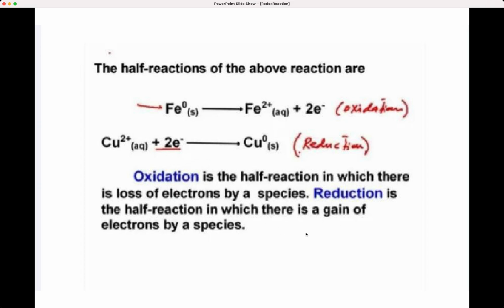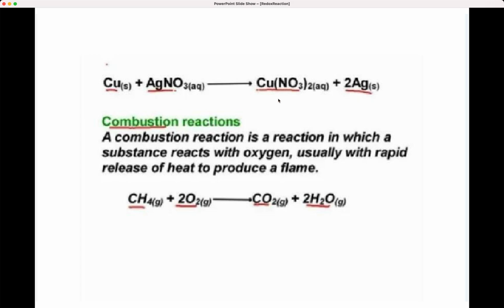And reduction is the half reaction where there is gain of electrons by a species. Oxidation involves loss of electrons, and reduction involves gain of electrons. So hope you understood the differences between oxidation and reduction reactions. Now next you can see another equation here: Cu plus AgNO3 gives the product copper nitrate plus silver.